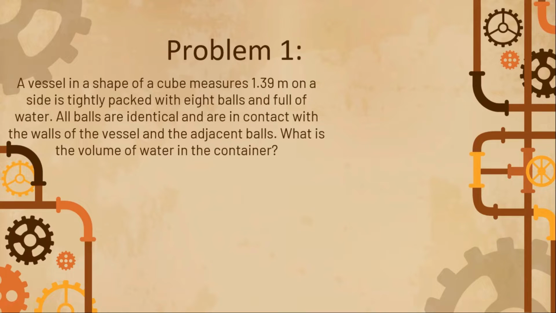So, problem number 1. A vessel in the shape of a cube measures 1.39 meters on a side, is tightly packed with 8 bowls and full of water. All bowls are identical and are in contact with the walls of the vessel and the adjacent bowls. What is the volume of water in the container?